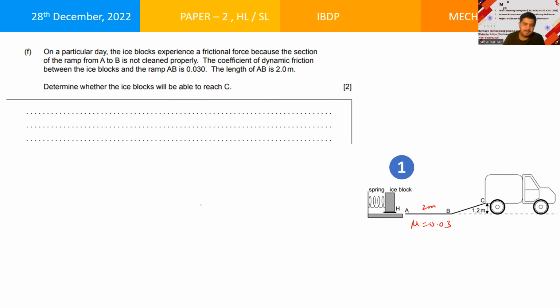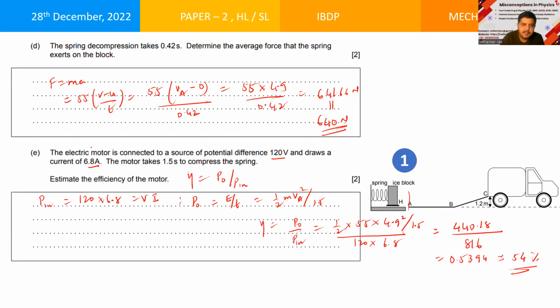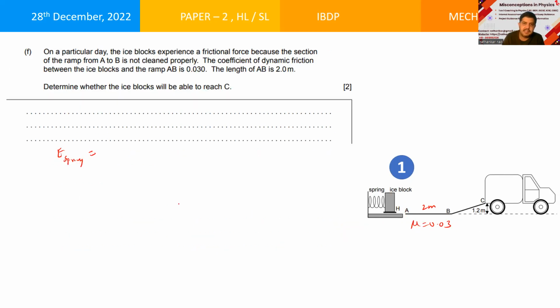So you need to justify it. Now, how do we justify it? Why should the block go upwards? Because the spring pushed it, right? Instead of saying pushed it, can we say the spring gave energy? Yes, you can say it is energy. So the energy given by the spring is equal to, what was the energy given by the spring? We have already done this. Energy given by the spring is half into 55 multiplied by 4.9 square. 440.18 joules is the energy given by the spring.